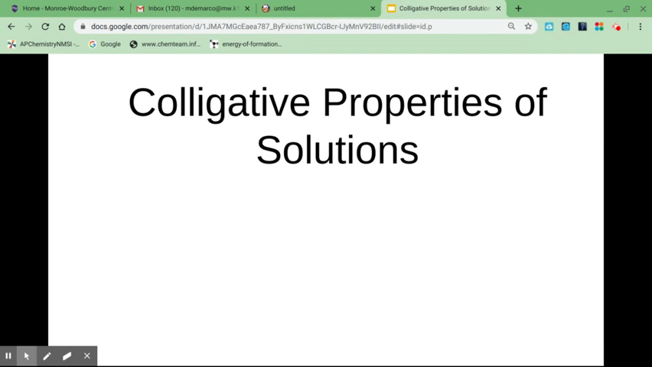We know what a solution is. We know how to classify it. We know how it happens. So now we're going to take a look at when you add something to a solution, how the properties overall are going to change. And that's what the fancy word colligative actually means.